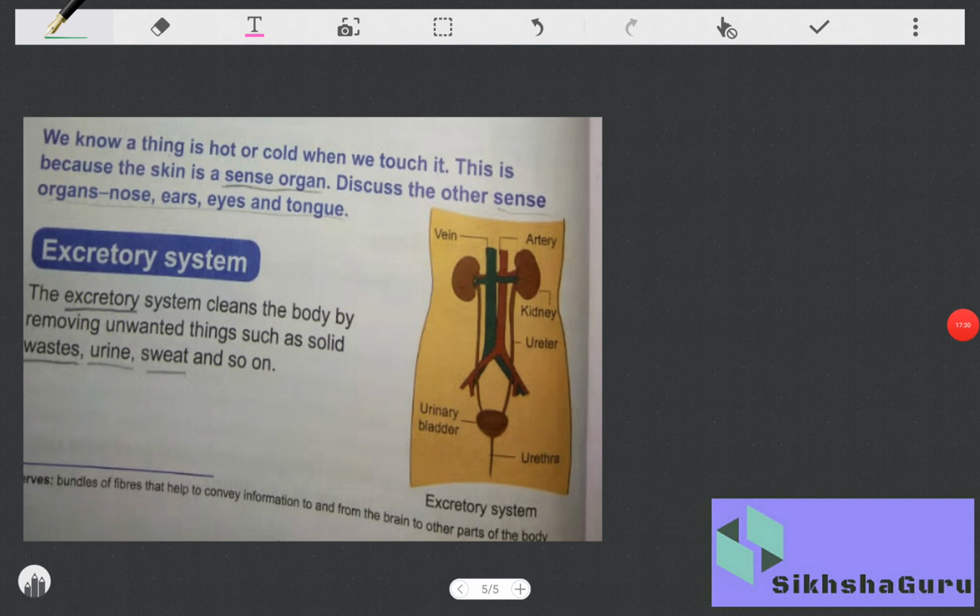So when we touch a hot or cold thing, and after touching that material, we feel that okay, it is hot, okay, it is cold.